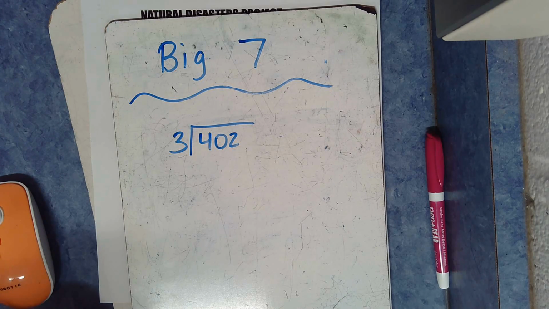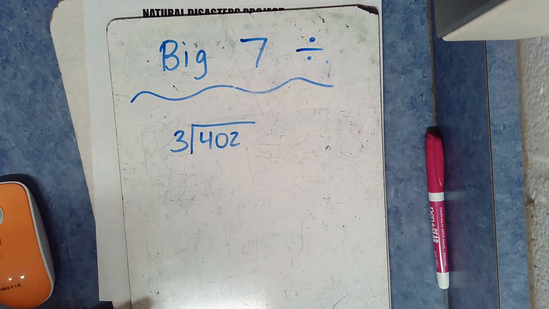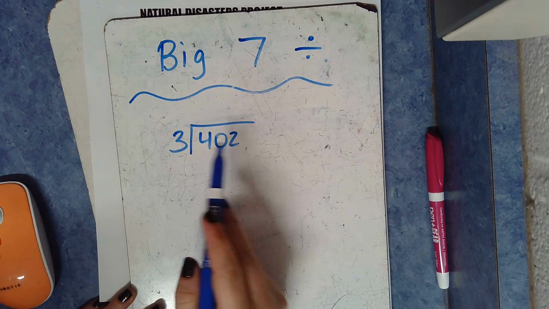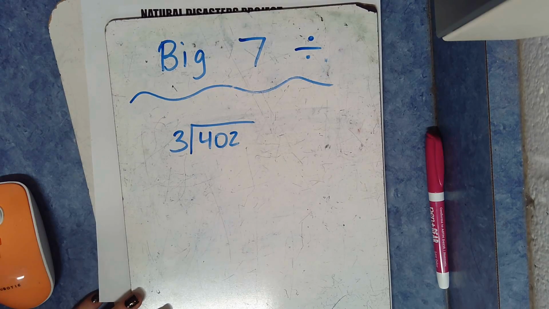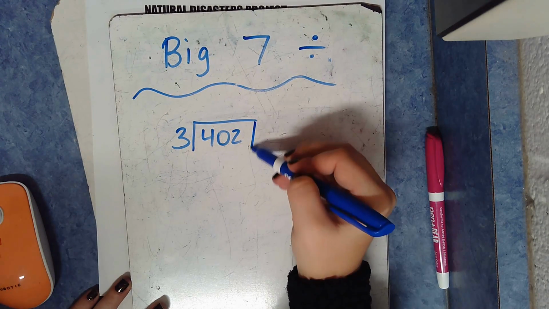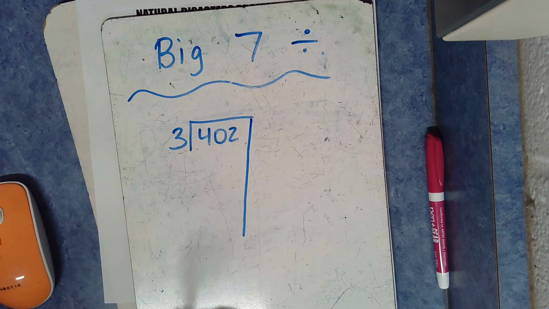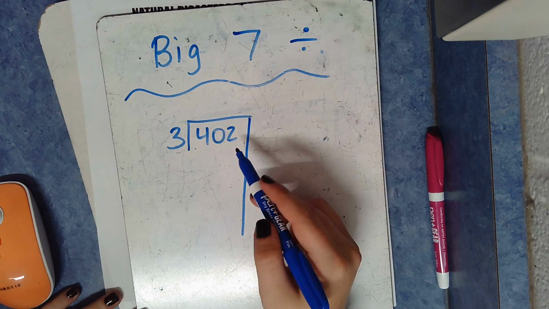Hello friends, this afternoon we're going to focus on the Big 7 as a division method, and we're dividing 402 divided by 3. With the Big 7, we're going to take our house, as some call it, and turn it into a very big 7. So you can see this looks like a 7 over this 402.